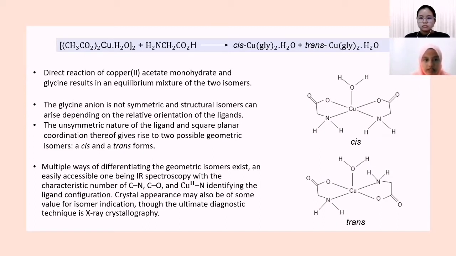There are multiple ways of differentiating the geometric isomers. For example, IR spectroscopy with the characteristic wavenumbers of C–N, C–O as well as Cu(II)–N bonds will identify the ligand configuration. Crystal appearance may also be of some value for isomer indication, although the ultimate diagnostic technique is X-ray crystallography.